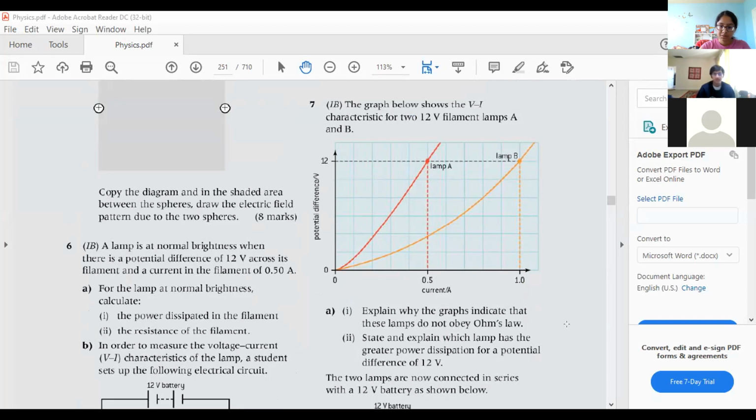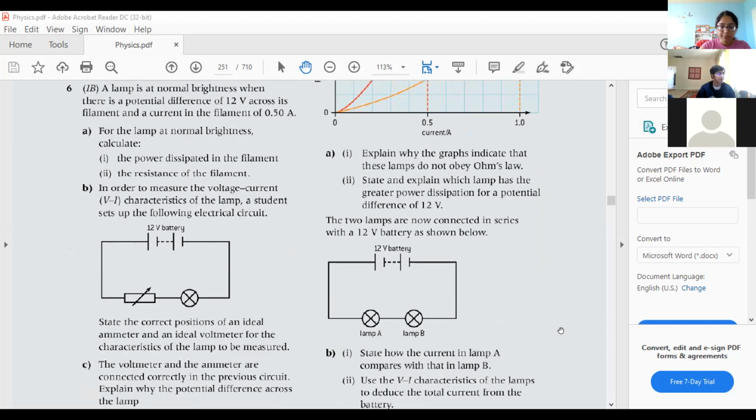State and explain which lamp has the greater power dissipation for a potential difference of 12 volts. I guess it would be this one, right? Yeah, because more. Yeah. Exactly. Okay.